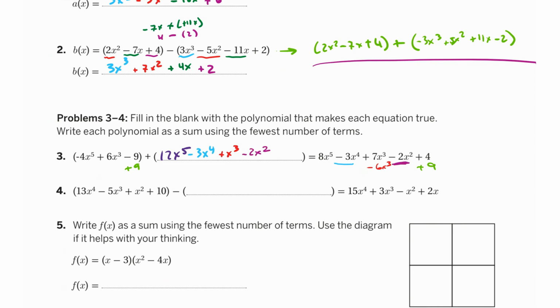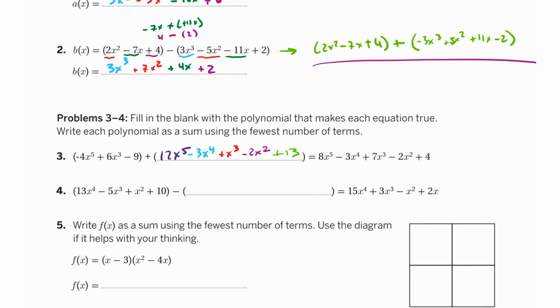And then when I add that 9 over 4 plus 9 is 13. So I end up getting what goes inside these parentheses, which is 12x to the power 5 minus 3x to the power 4 plus x cubed minus 2x squared plus 13. And again, if you want to double check that, you could go through and actually add those two together to make sure that it gets us there, but that is the method I'm going to use.